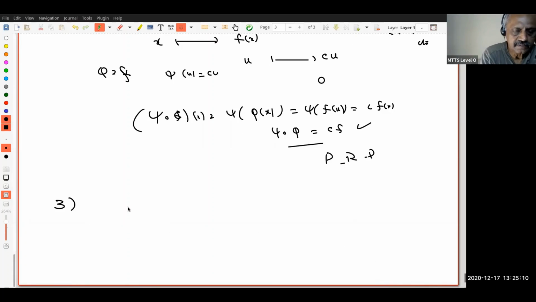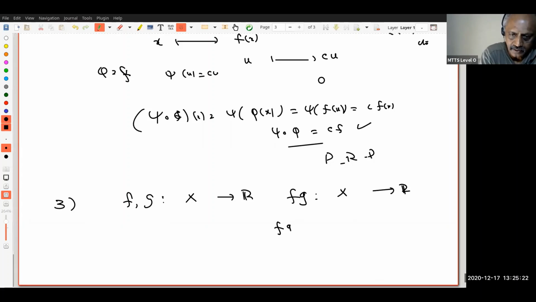The third is we want algebra, right? So again, f and g continuous real valued functions on X. Then I want to define a new function fg from X to R. This is just a notation. It must be a function. What is its value at x? This must be a real number. How do I get a real number? I know f x is a real number, g x is a real number. I can multiply them in R. Therefore, this is the definition.